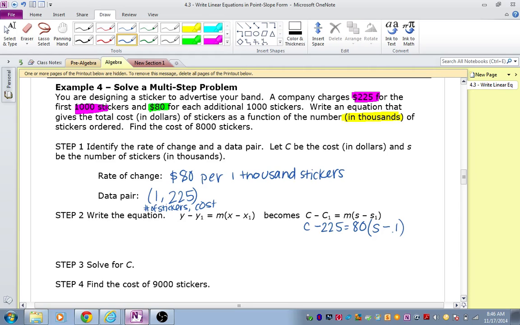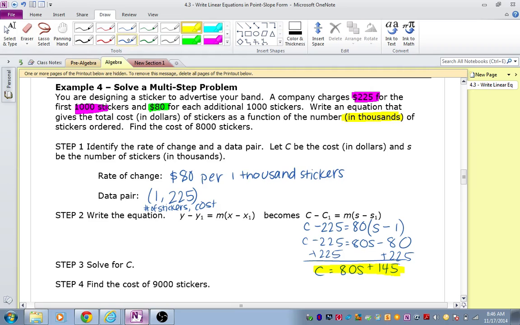So that's our equation in point-slope form. However, it does say to write it as a function of the number of stickers ordered, meaning we should put C by itself. So let's distribute. We have C minus 225 equals 80S minus 80. We add 225 to both sides. We get C equals 80S plus 145. That is our equation as a function of the number of thousands of stickers ordered.